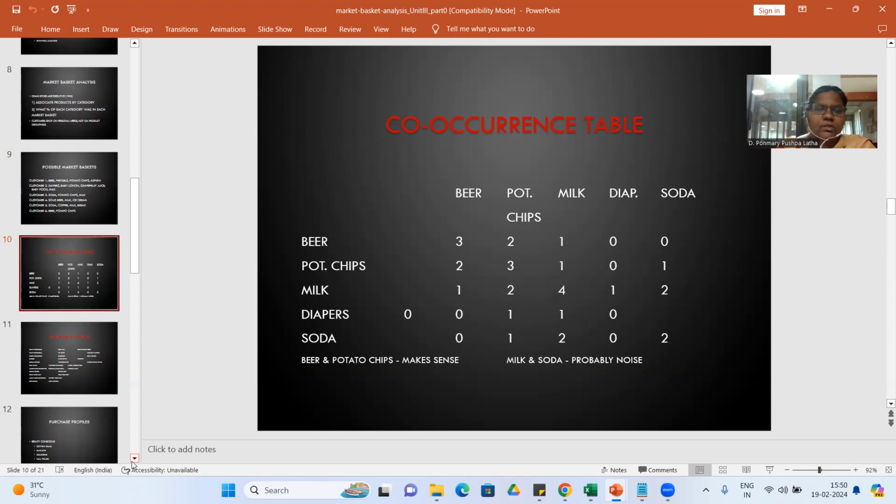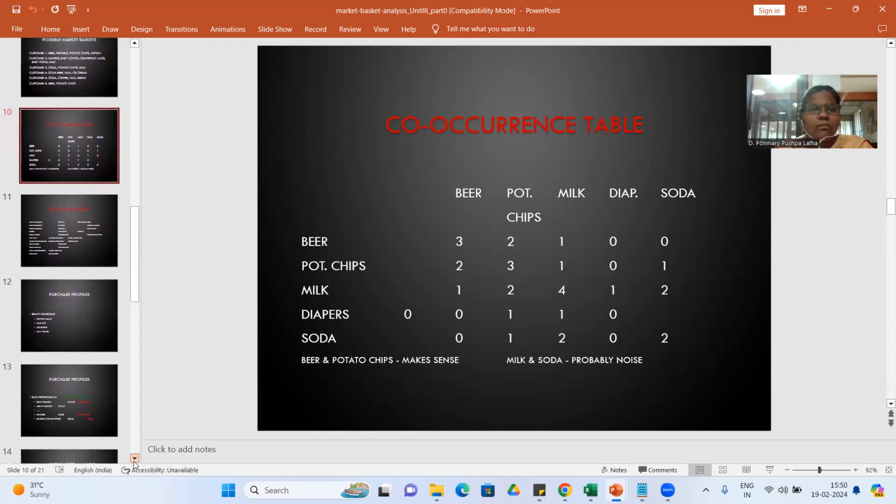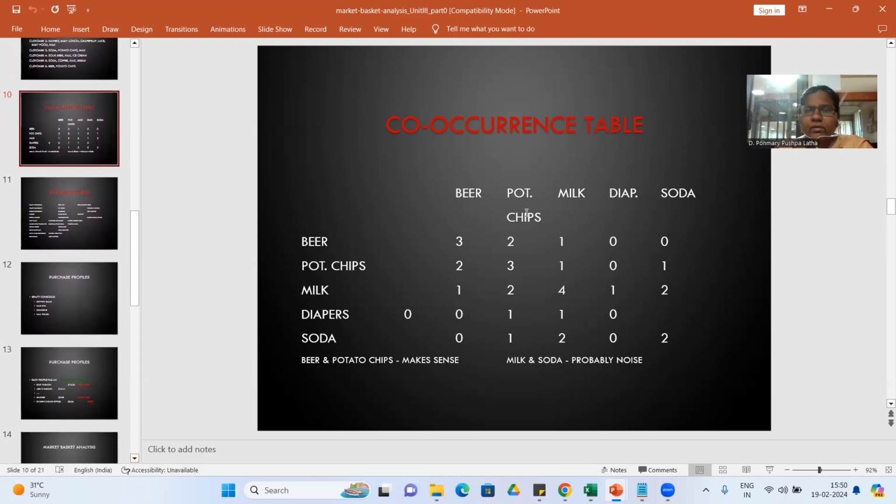Okay. So out of the list we make a table. So how many is the quantity? We are listing that quantity. When you see this one, beer and potato chips makes sense. They are taking much data.